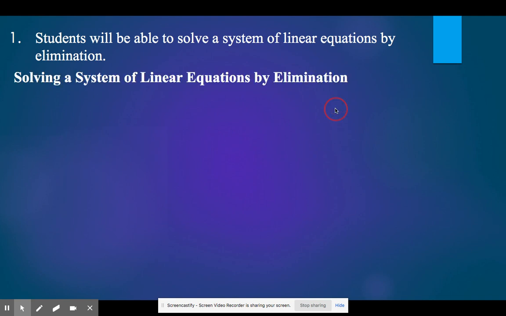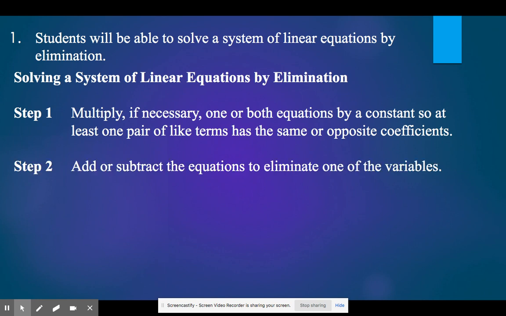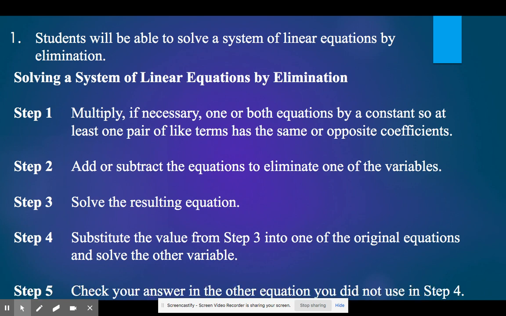There are 5 total steps for solving systems of linear equations by elimination. Step 1, multiply, if necessary, one or both equations by a constant, so at least one pair of like terms has the same or opposite coefficients. Step 2, add or subtract the equations to eliminate one of the variables. Step 3, solve the resulting equation. Step 4, substitute the value from step 3 into one of the original equations and solve for the other variable. And then step 5, of course, check your answer to ensure you are correct.